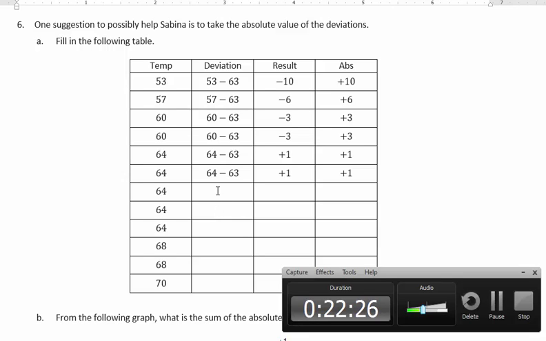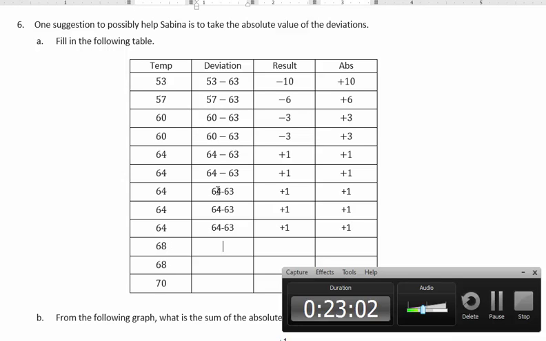So remember, my deviation, my regular, is the value minus what? Minus the mean. So this is going to be a positive 1. And then the absolute value is a positive 1. I repeat, so this will be 64 minus 63. It's a positive 1. And the absolute value is a positive 1. And I repeat, but now I have one more 64. So it's the same, positive 1 and positive 1.